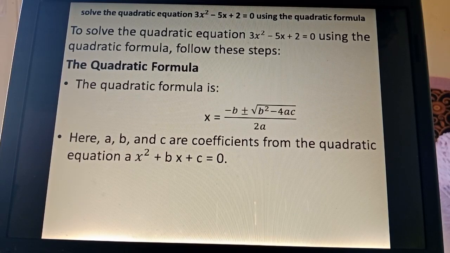To solve the quadratic equation 3x squared minus 5x plus 2 is equal to 0 using the quadratic formula, follow these steps. The quadratic formula is x equals minus b plus or minus the square root of b squared minus 4ac over 2a. Here, a, b, and c are coefficients from the quadratic equation ax squared plus bx plus c is equal to 0.